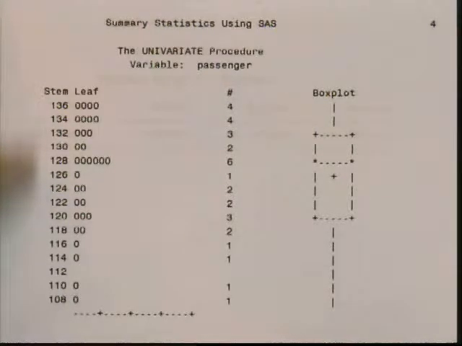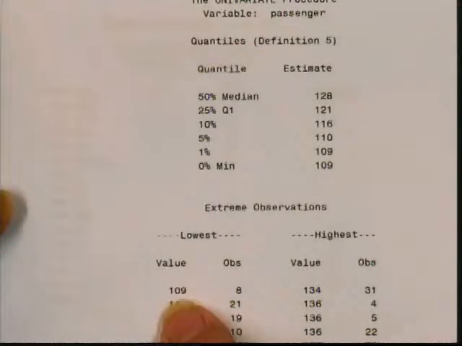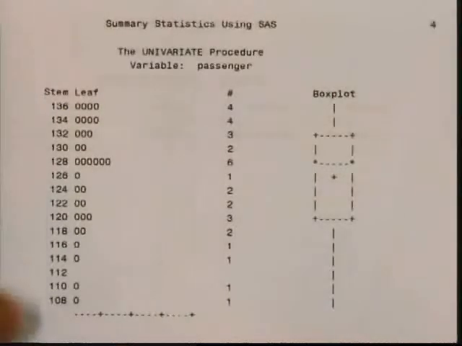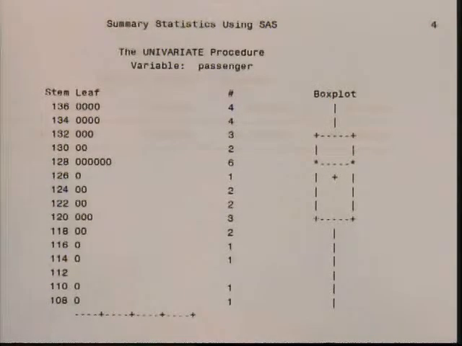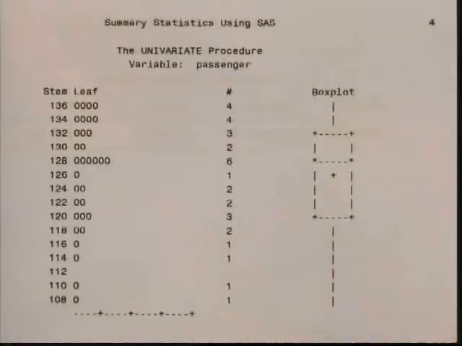What was our minimum? Our lowest value was a 109. So it's going 108, 109. Okay, so this would be 128, 129. This is a box plot. Not pretty.